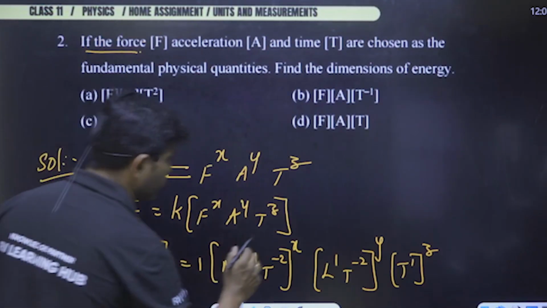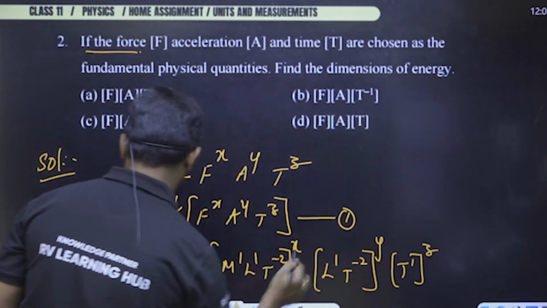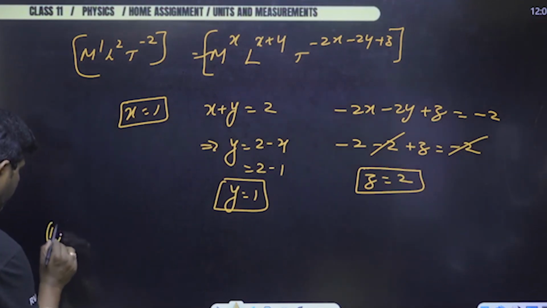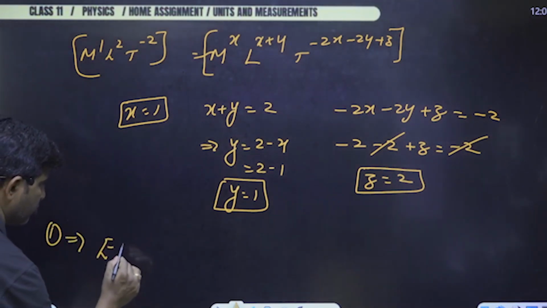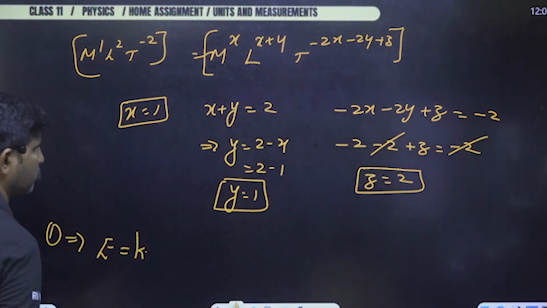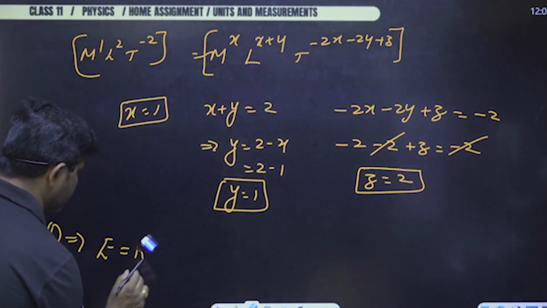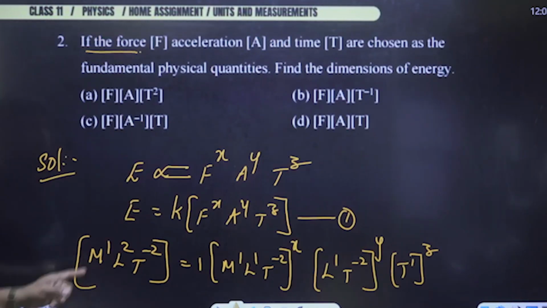Therefore equation 1 implies we can write energy is equal to some constant into, or otherwise we can say the dimensions of, they are asking only for the dimension.